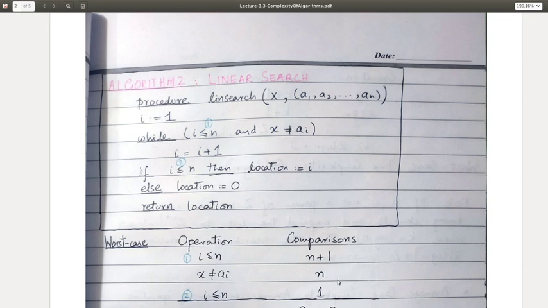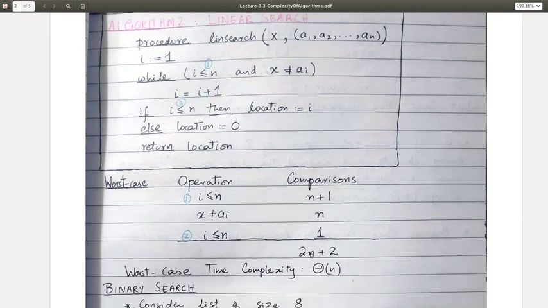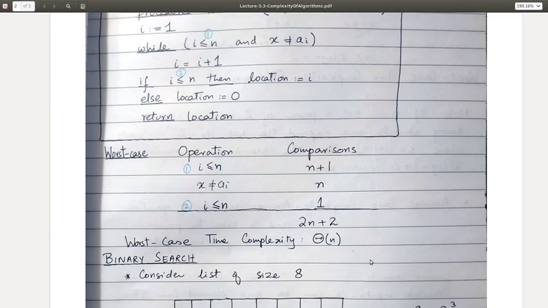So you have n plus 1, then n, then 1, and you add them up and you get 2n plus 2 comparisons in total, which is again a time complexity of theta n, which is a linear time complexity.